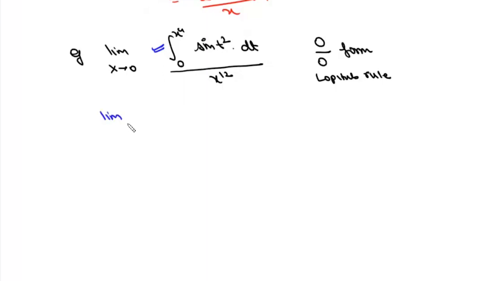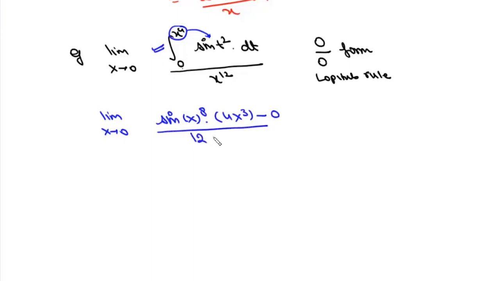So we can write this as this limit x tends to 0. Now if we differentiate this, the upper limit is x to the power 4, which we put in this function. So it will be sin x to the power 8 into the derivative of the upper limit, which is 4x cube, minus, and since we have a constant here and the derivative of a constant is 0, so it will be 0, upon 12 x to the power 11.